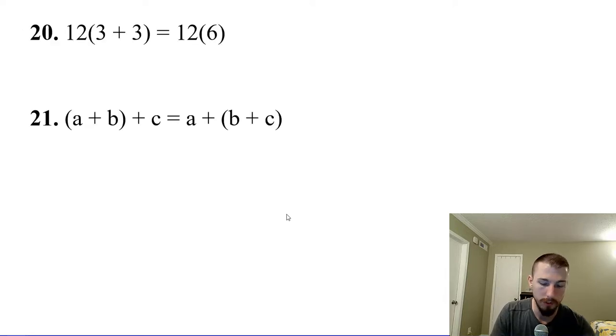All right, number 20, look on this one. So it's not distributing. When I see parentheses, usually the first thing I think of is distribution, but that's not what we're doing on this one. Instead, we're going from the parentheses of x plus 3 to the parentheses of 6. So all we were doing really was evaluating or simplifying the expression using PEMDAS.